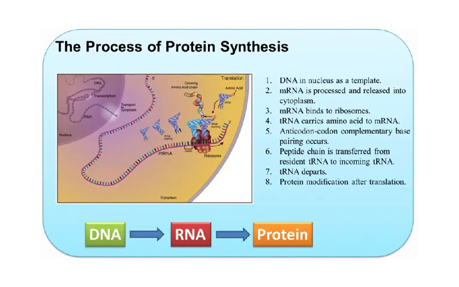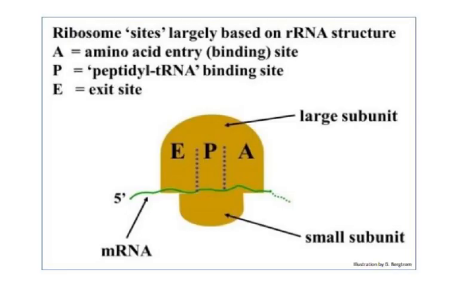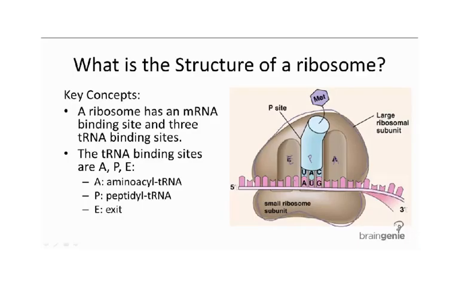Then what is the process of protein synthesis? DNA in the nucleus acts as a template. mRNA is processed and released into the cytoplasm. mRNA binds to the ribosome. tRNA carries the amino acid to the mRNA. Anticodon-codon complementary base pairing occurs. The peptide chain is transferred from the resident tRNA to the incoming tRNA. tRNA departs. Protein modification occurs after translation. Then the ribosome sites are largely based on the rRNA structure: large and small subunits, and the APE sites.